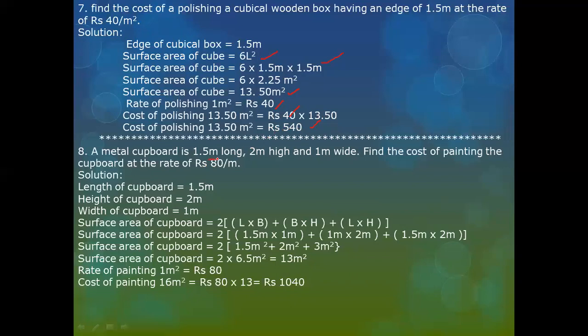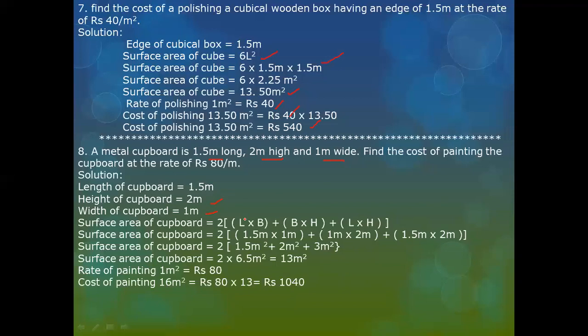This value represents the length. 2 meter high means height is equal to 2 meter, and width or breadth is equal to 1 meter. It means from the given figure all values are different. It means we are speaking about the cuboid height. Now here length is 1.5, height 2 meter, and width is equal to 1 meter.